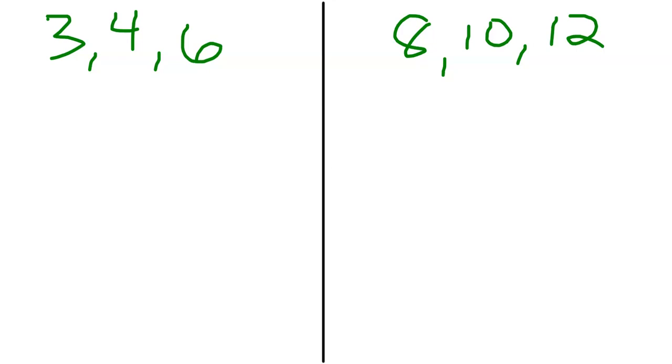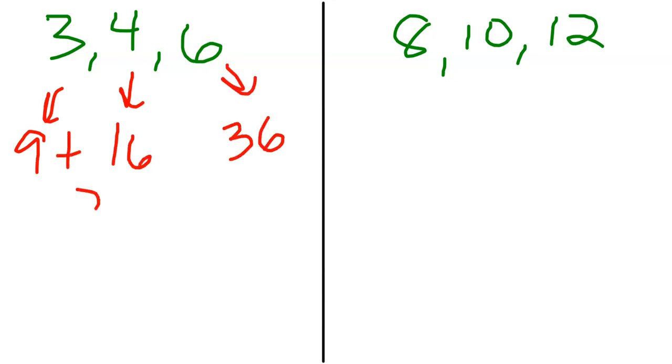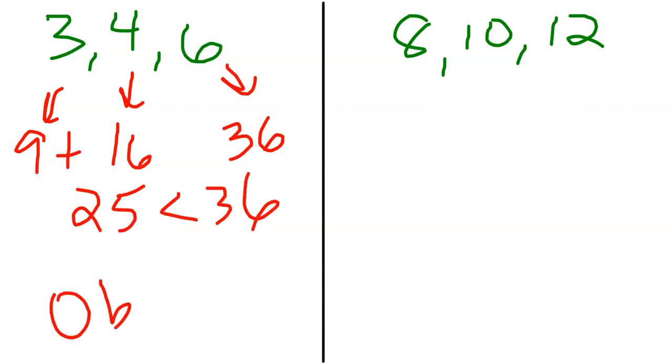So again, we have a squared and b squared. A squared for 3, 4, 6 is 9. B squared is 16. And c squared, because c is always the largest, is 36. Well, 9 plus 16 is 25, and 25 is less than 36. So this is also an obtuse triangle, because the hypotenuse, quote unquote, is too long for it to be a right triangle.